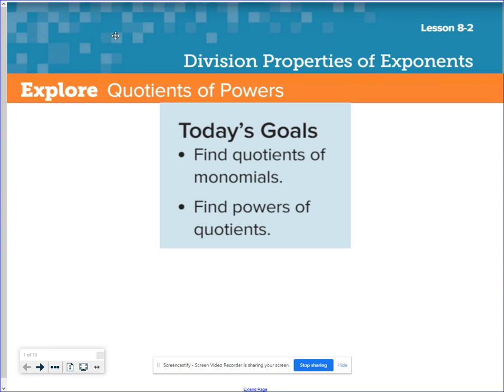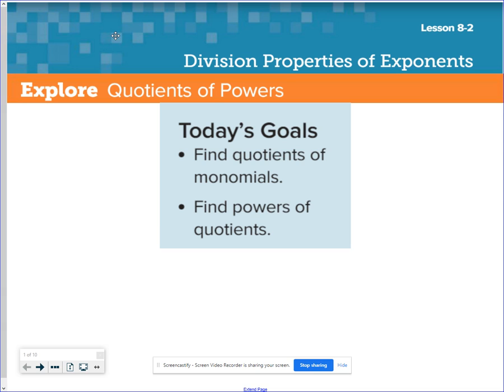Hello, algebra students. Today we're moving on with our exponent work, and today we're going to be starting with division properties. So the multiplication properties, we had several properties, and the names all kind of blend together after a while. The division properties, I think, are a little bit easier, so today should go pretty well, I think. We're finding quotients of monomials.